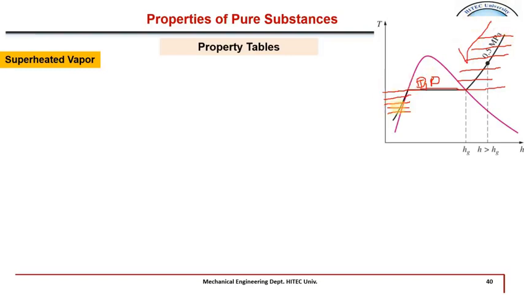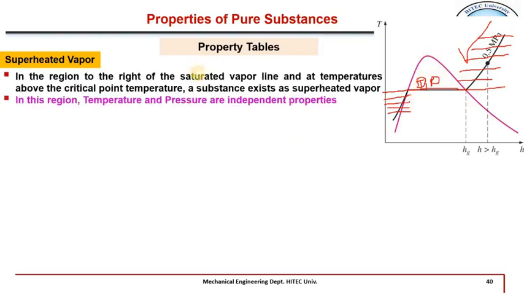Then we shall discuss the compressed liquid region, because we have already covered the saturated properties on the saturated vapor line, on the saturated liquid line, or anywhere within this dome. So now we shall learn about the superheated region. I have explained these two points.